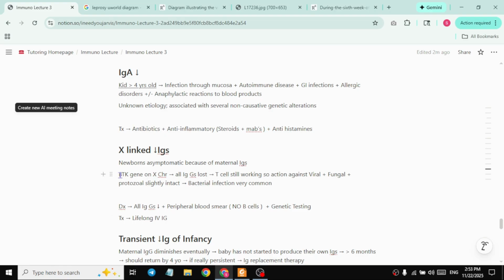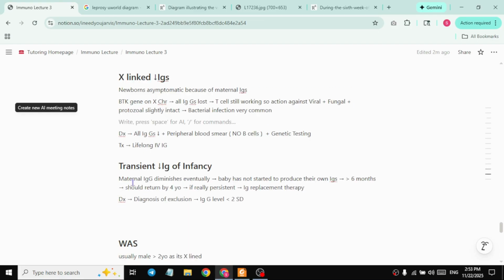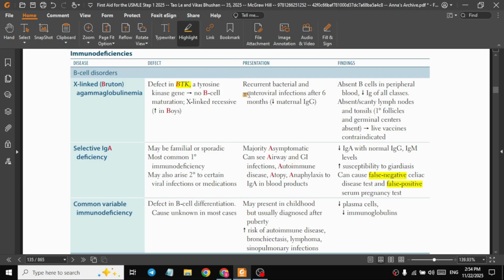But once this BTK gene is not working, right? You get immunoglobulins completely shot, right? But the T cells are sort of still working, right? The T cells protect you against viral, fungal, protozoal infections, slightly, right? At least slightly. So they're still slightly working. But you see, bacterial infections, they're not very well managed. Okay, so bacterial infections are very, very much more common in this BTK, Bruton agammaglobulinemia, than the other ones, right? But you can see viral, you can see fungal, but bacterial infections are going to be the most common one. Okay, you see, recurrent bacterial or some enteroviral infections.